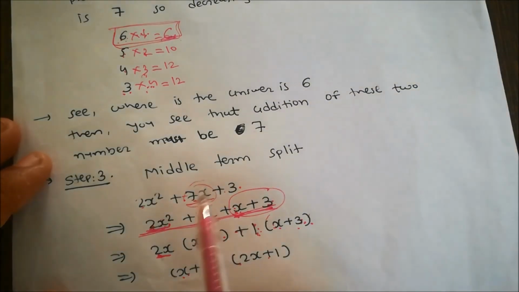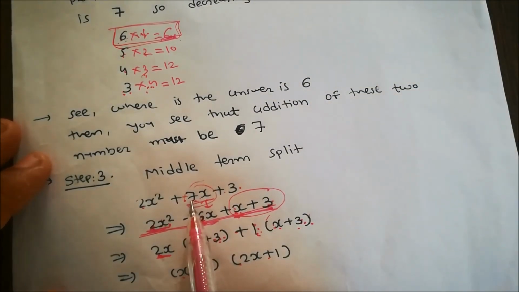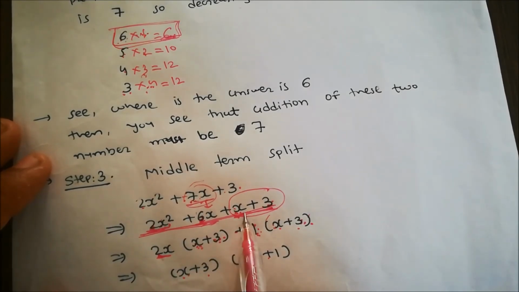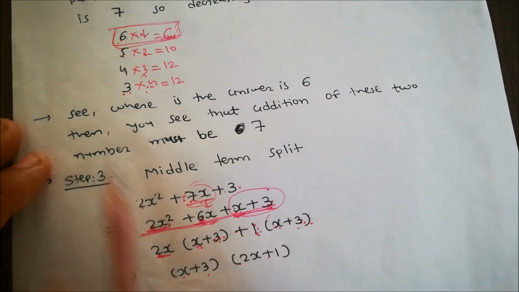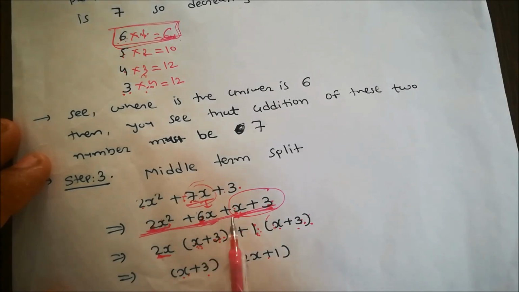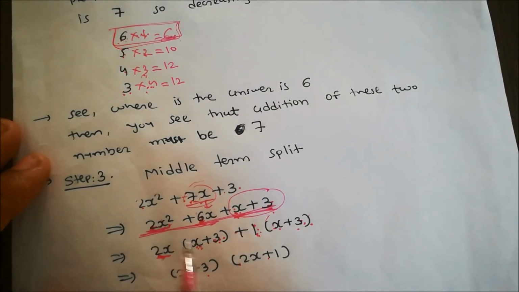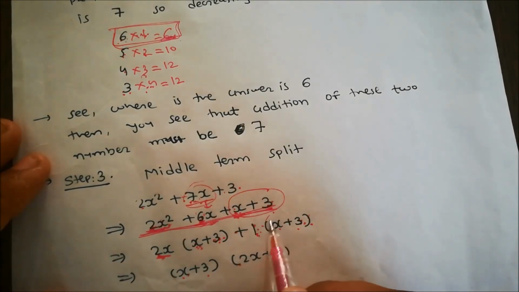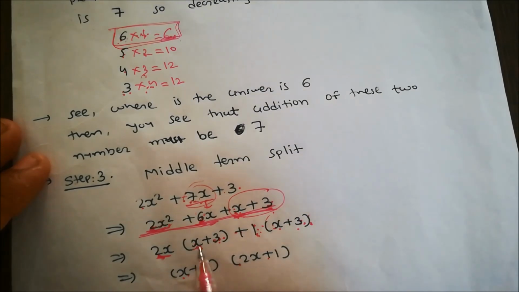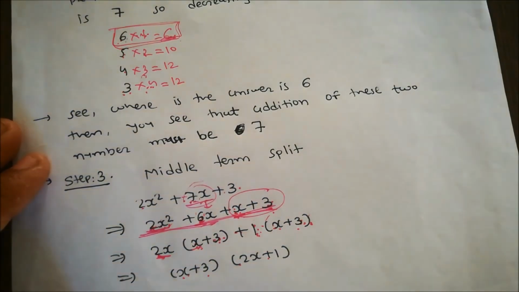So in place of the middle term we can write plus 6x plus x, because we get 6 into 1. So 2x square plus 6x plus x plus 3. So 2x common in bracket x plus 3, plus 1 common in bracket x plus 3. So x plus 3 and 2x plus 1 are the factors of this given quadratic equation.